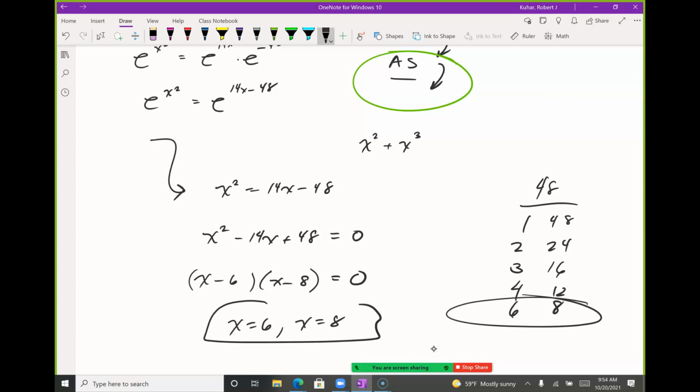But you want to be careful once we start doing these equations. Sometimes you'll get answers that make sense when you do the algebra, but when you plug them back in, they don't. Okay? Extraneous answers, extraneous solutions.